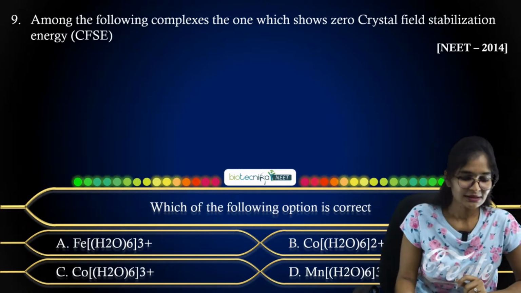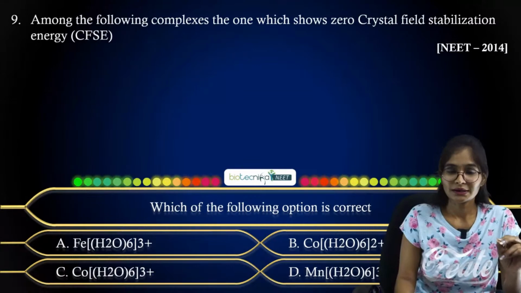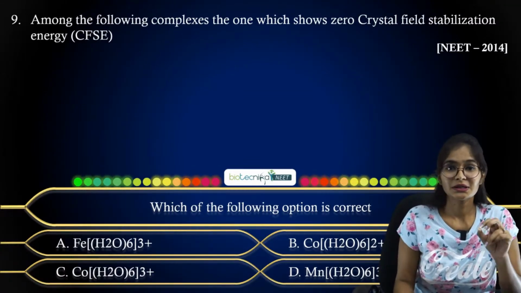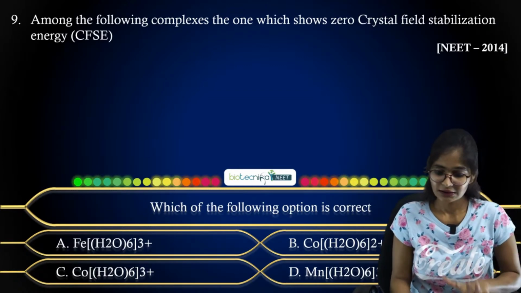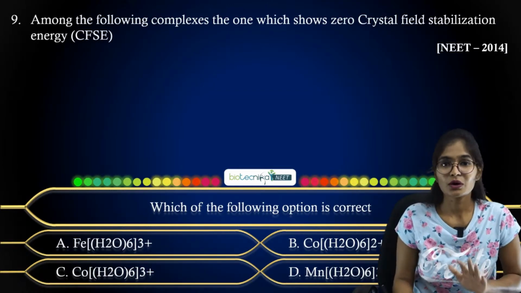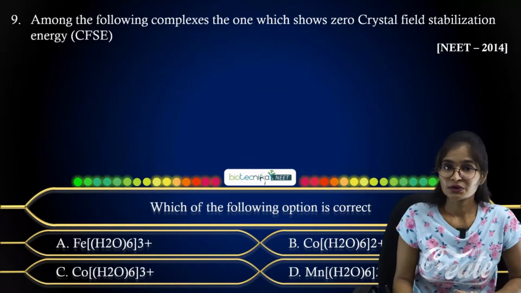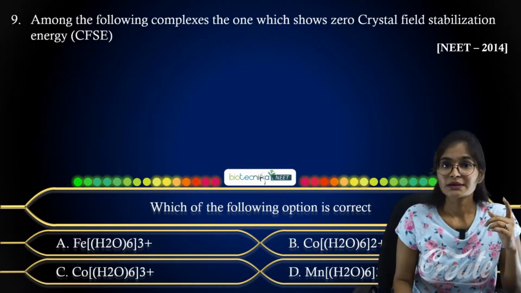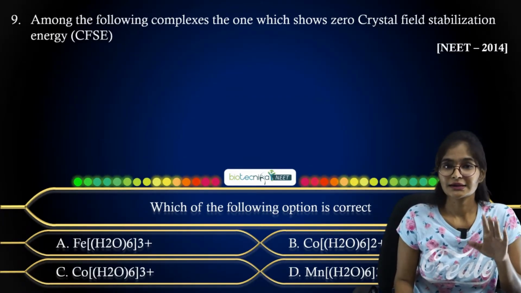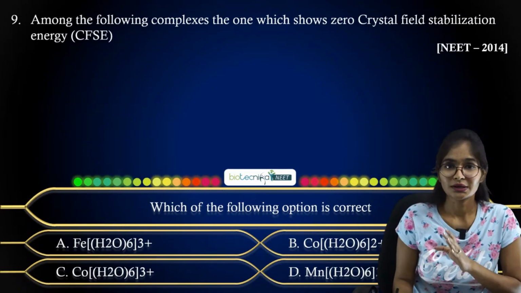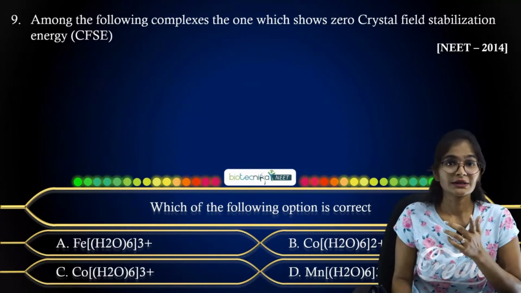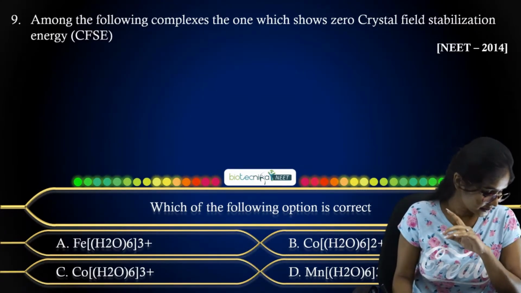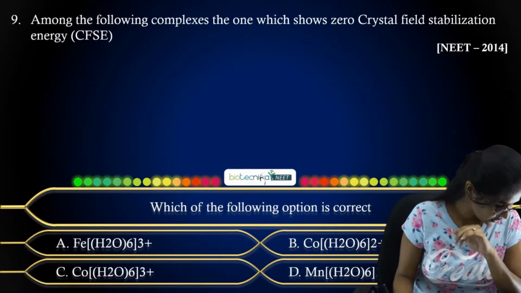All right, so just let me know. I have given you one hint: whenever a complex is given, concentrate on the ligand. Here the ligand they have given is the same everywhere, water. So now your duty is to recall whether it is a strong ligand or a weak ligand. If it is a strong ligand, what do you have to do in the case of the T2G and EG levels, and what do you have to do if it is a weak ligand? Just let me know what answer you get for this question.